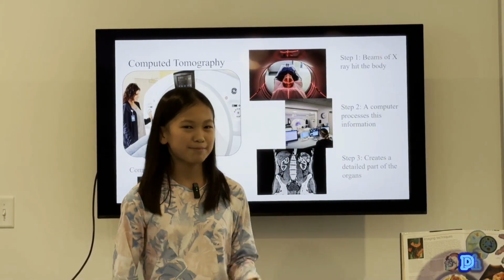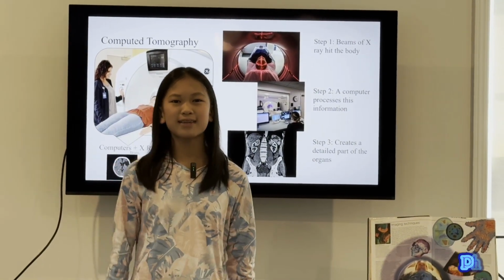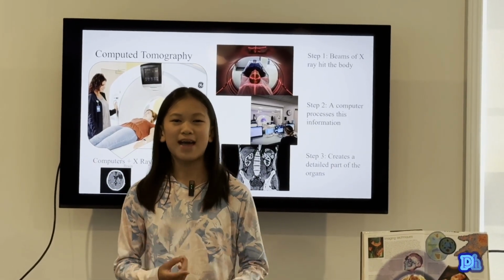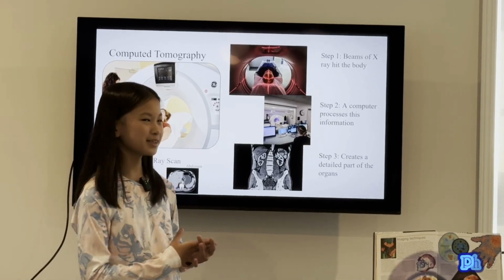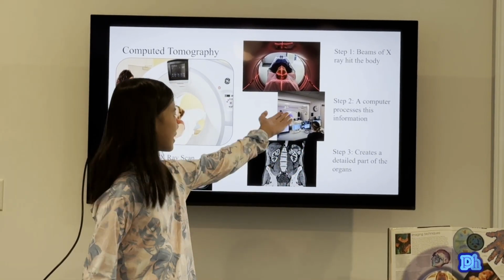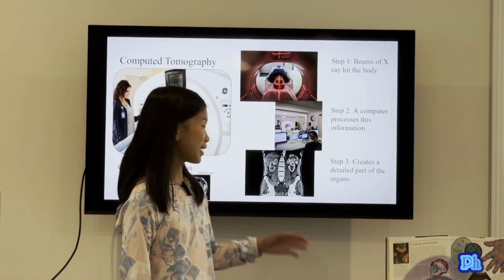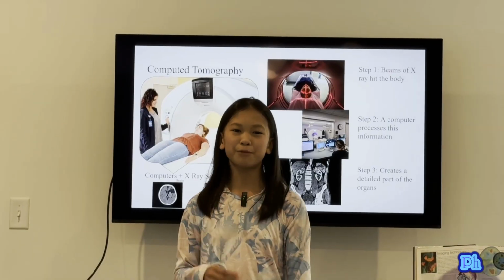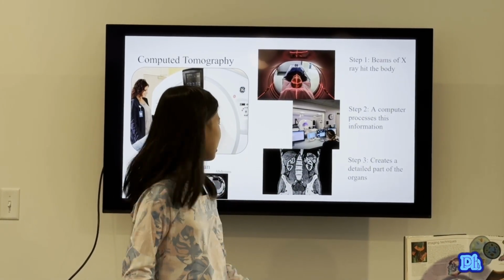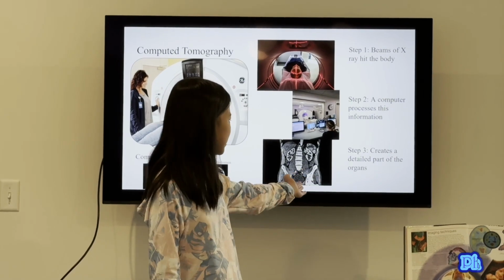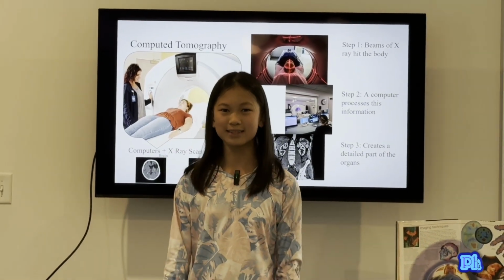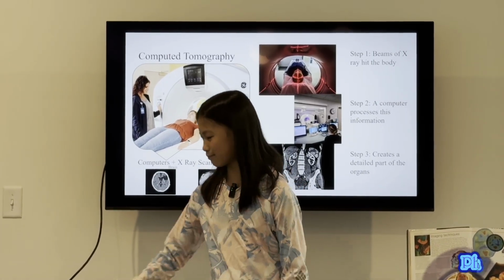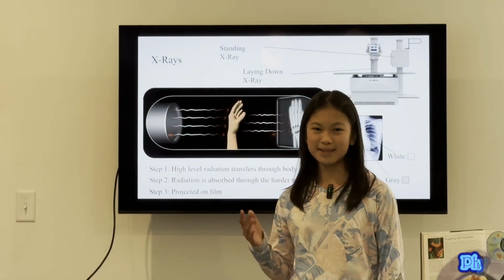After they put the patient into the scanner, they operate the X-rays. CT scan is a combination of X-rays and a computer. So first, they operate the X-rays and they scan the person. Then a computer will process the information taken by the X-rays to create a more high-quality image. Lastly, the result of the image is a detailed part of the organs. CT scan is just one kind of scan, but let's move on to our other type, X-rays.